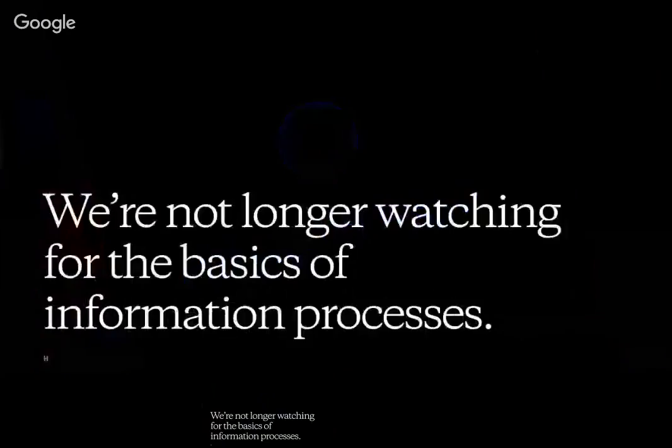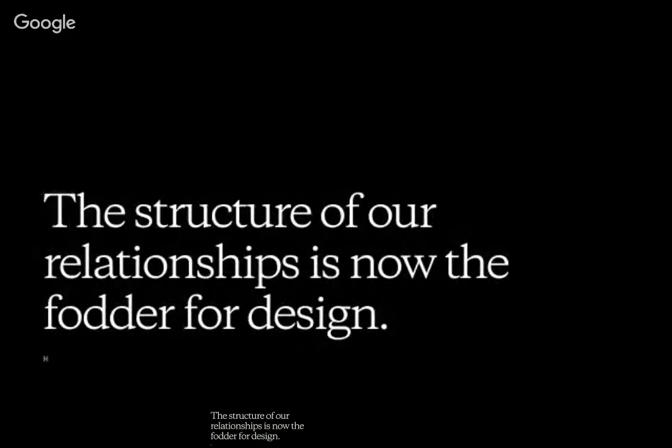So the point is, we're no longer watching the basics of information processes and how human minds process information and all those things that got remapped to things like models and consistency in interfaces. Rather, the structure of our relationships is now the fodder of design. And this is what we need to be understanding. And this is what we need to be watching as interaction designers, as UX designers, as engineers, thinking about how do you trust a system. And that's it. Thank you.